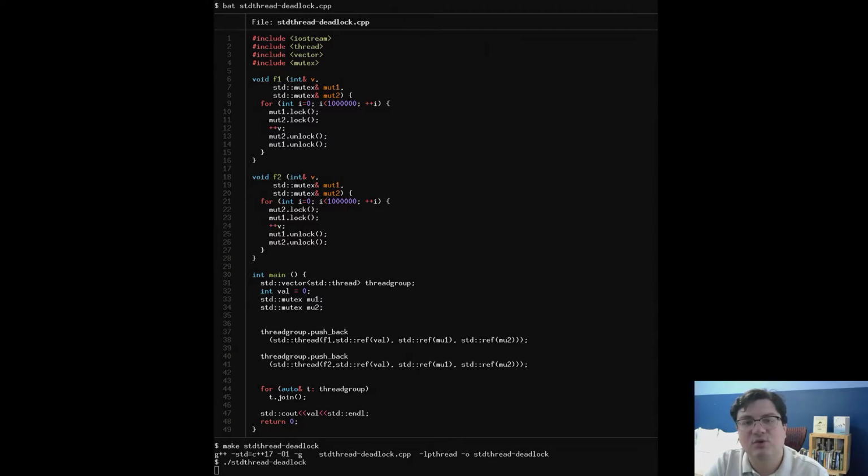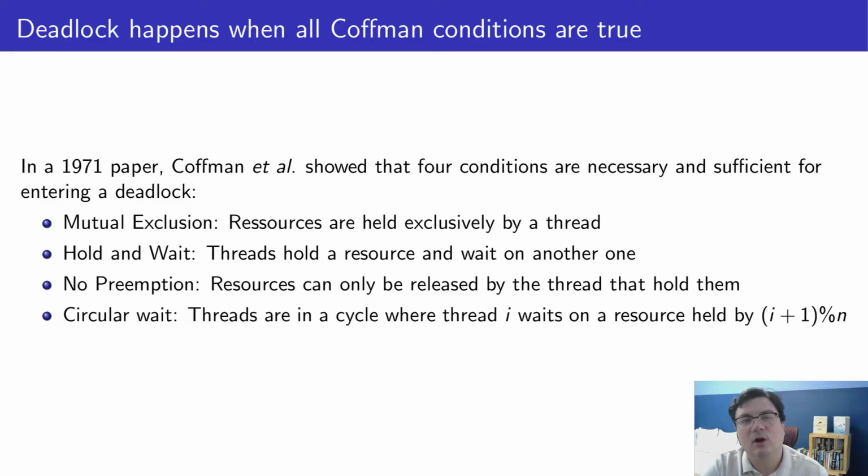This is a textbook deadlock situation. The system reached a state where all the threads are waiting on an event that will never occur. Edward Coffman identified 4 conditions that are necessary and sufficient for deadlocks to occur. If a system deadlocks, then these 4 conditions are true. And if these 4 conditions cannot be true, then a deadlock cannot occur.